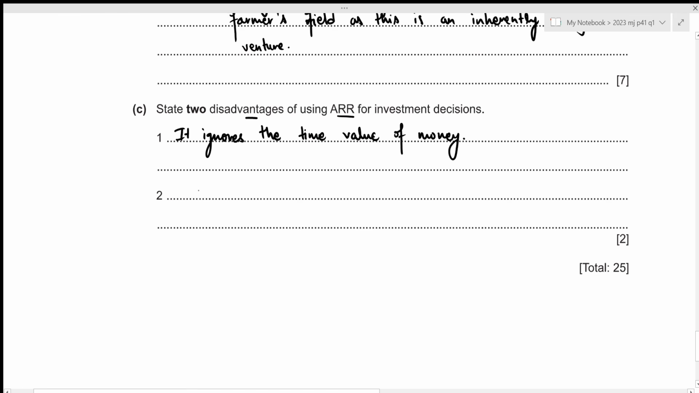And the second thing is that it also ignores the timing of cash flows, since it does not need to apply any sort of discount factors to the amounts that we have received as our net cash flows in different years. So it ignores the timing of cash flows. Alright, this is all for the third part of this question as well as the entire question.